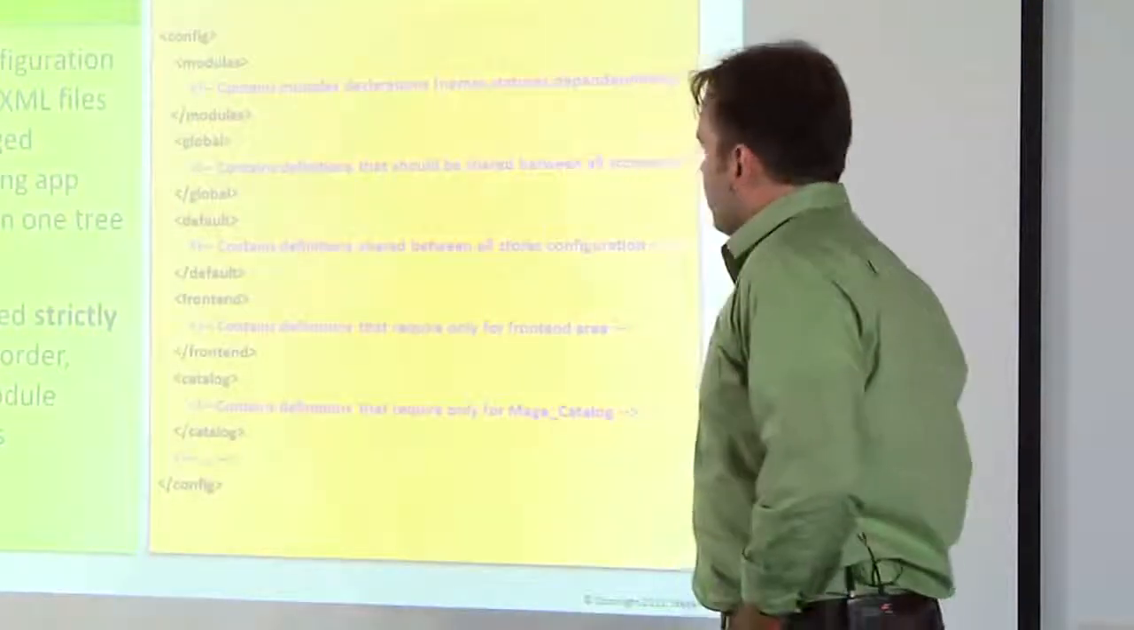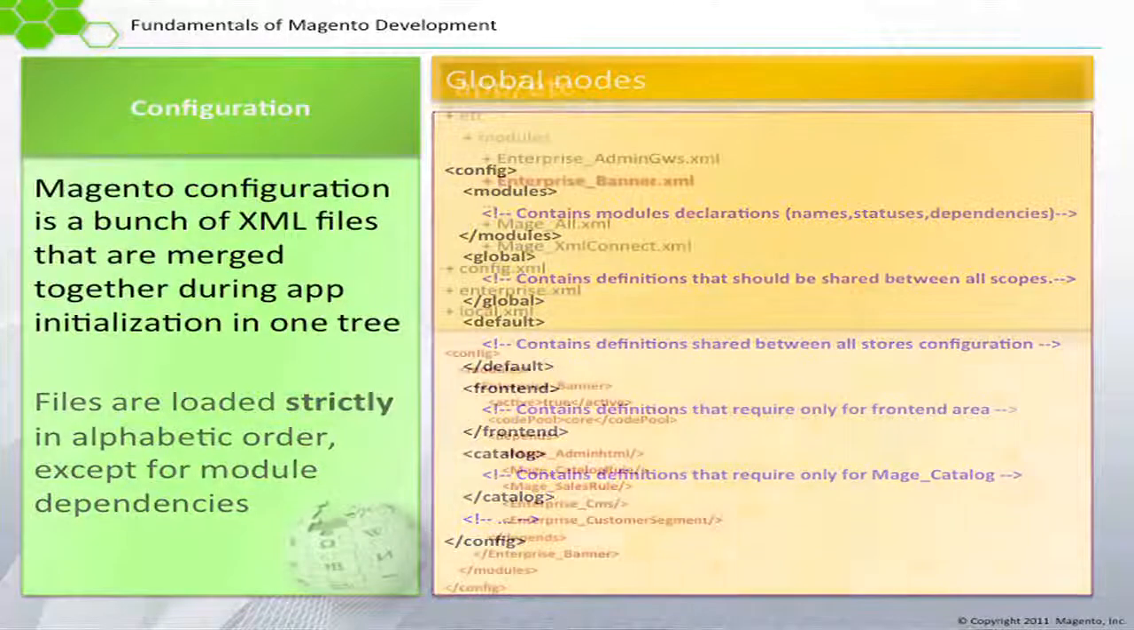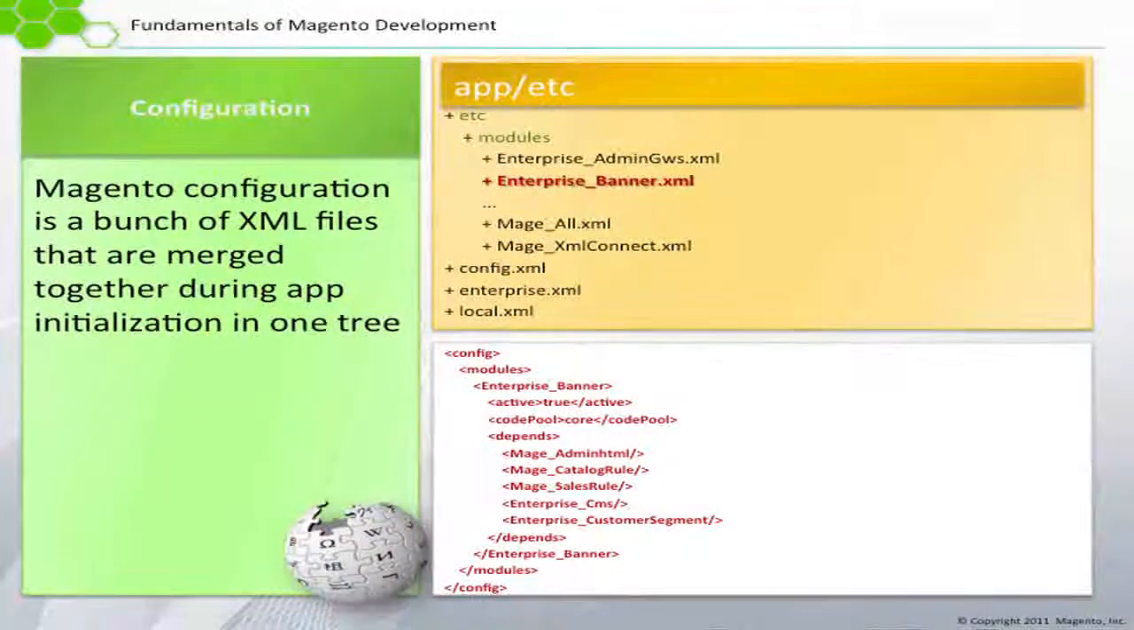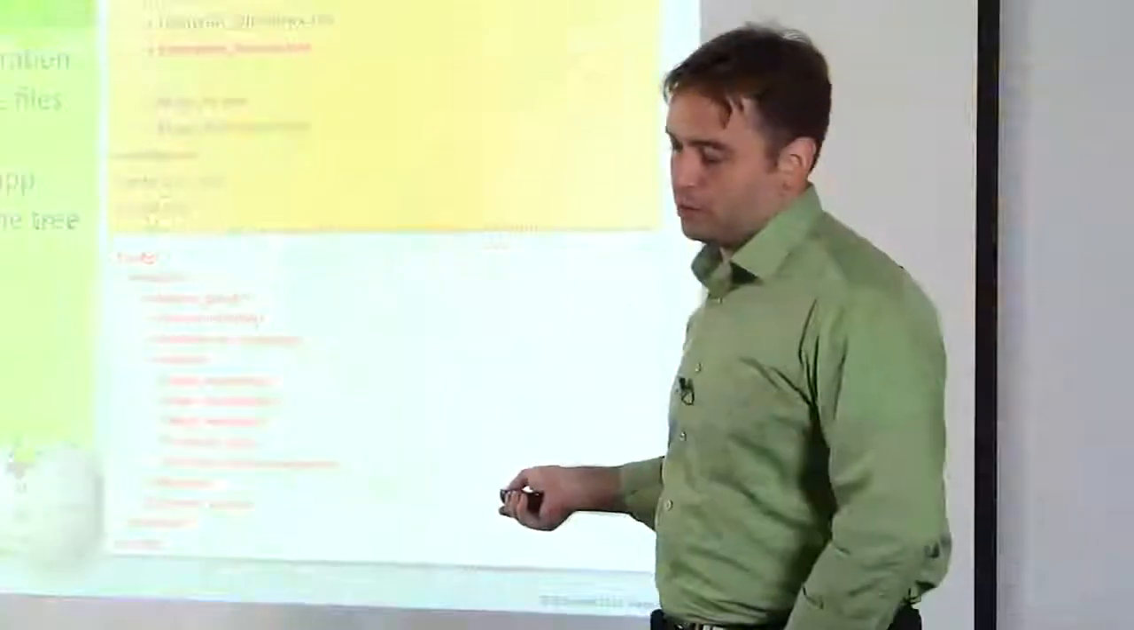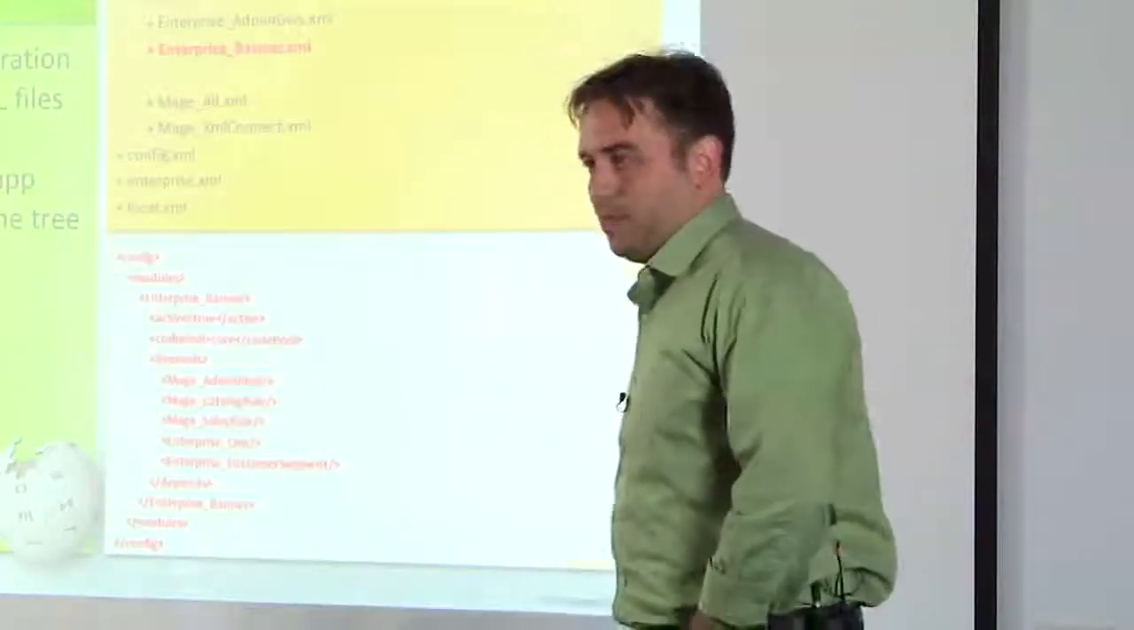So, one thing to note here, these files are loaded strictly in alphabetical order, unless you declare a module dependency, in which case some other module's configuration will be loaded first. So in this case, admin HTML, catalog rule, sales rule, enterprise CMS, enterprise customer segment configuration files would all be loaded before this one. That's one of the effects of setting up a dependency.